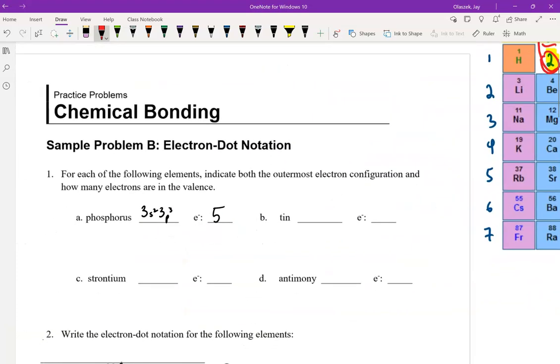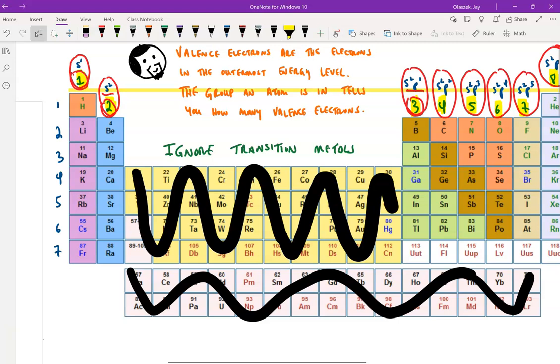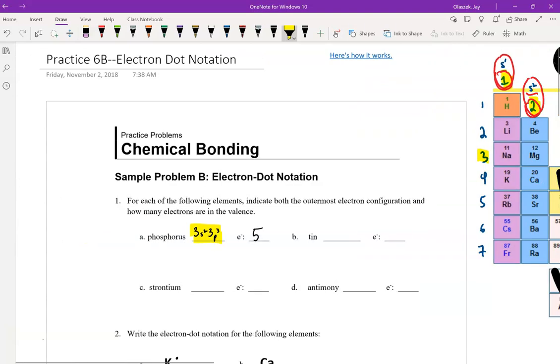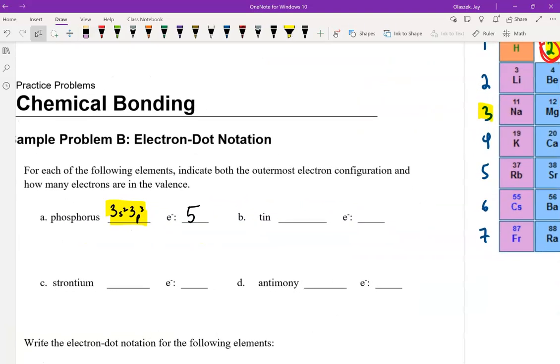Here we go. Number 1A, phosphorus has already been done for you. You know that phosphorus has an electron configuration that ends 3s2, 3p3. You know that because phosphorus is in this new group, group 5. It ends s2p3, and it happens to be in row 3. That's how we put that together. Anyway, let's try this next one out.